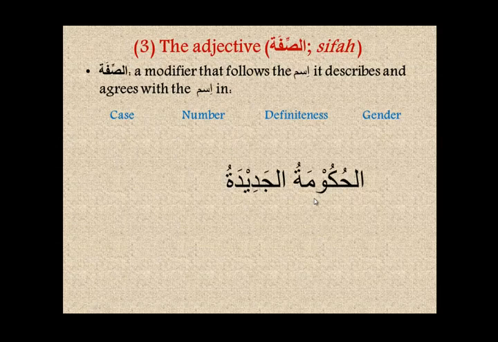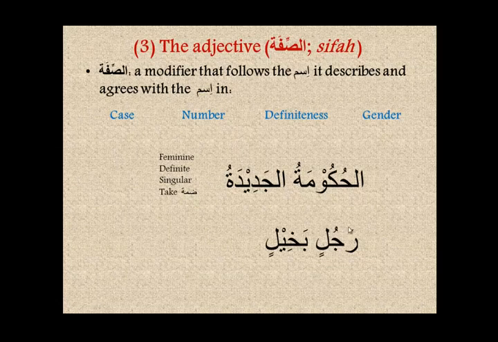So let's take an example. We have the phrase al-hukumatu al-jadidatu. Al-hukuma means the government. Al-jadida means the new government. Let's pay attention to these four different traits. We have al in front of both words, in front of the ism and the sifa, telling us that both are definite. We have a ta marbuta at the end of the ism and the sifa. Both are feminine, mu'annath. We have the same case ending on both words, dhamma, and both are singular. So here it is, both are feminine, definite, singular, and both take dhammas. There is agreement in these four different regards.